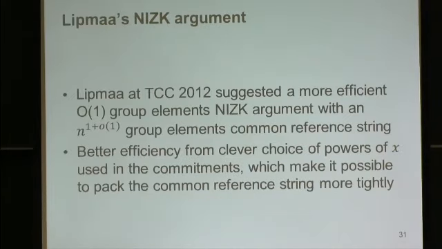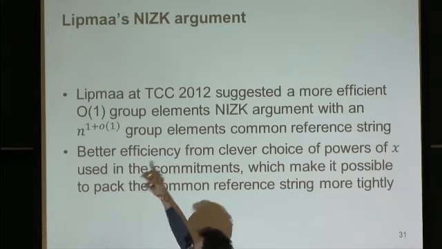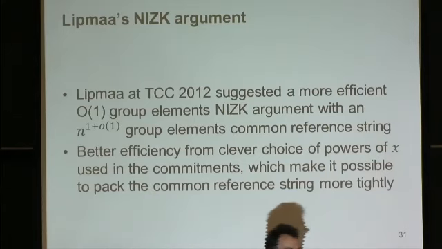I want to briefly talk a little about Lipmaa's recent paper, TCC. What he did was reduce the size of the common reference string to n to the 1 plus something small. So getting close to linear, not linear, but somewhat in that ballpark. Essentially, what he does is choose the powers of x in a more clever way.